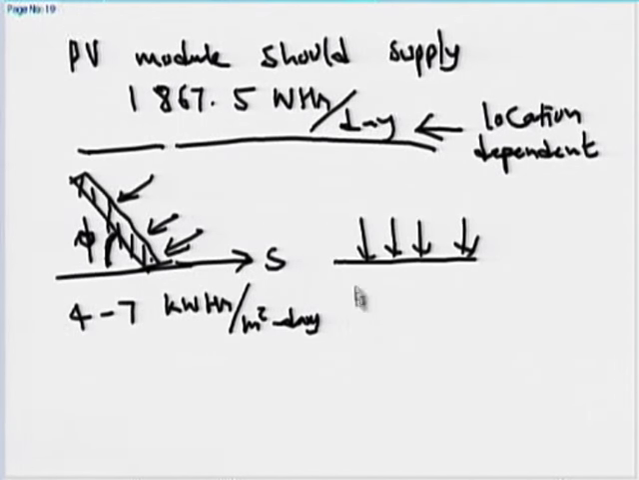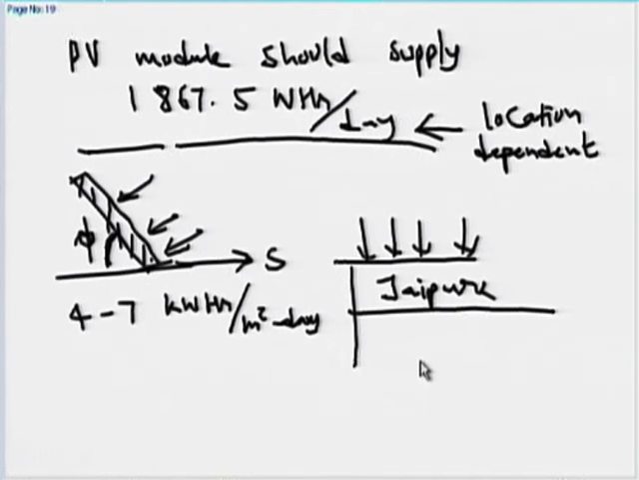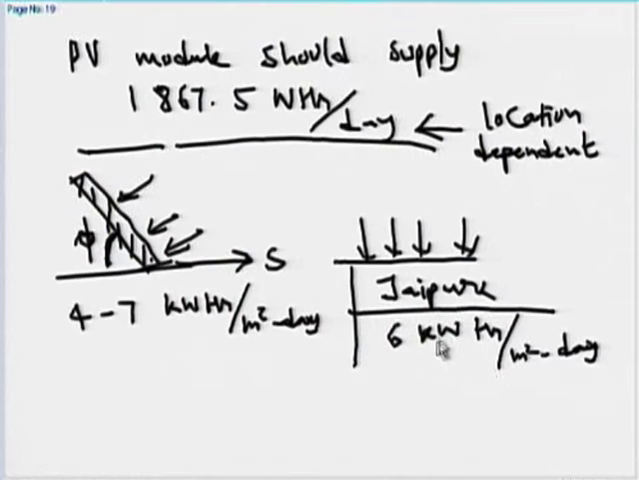Suppose I am taking the case of Jaipur. Suppose in Jaipur the average solar radiation available is 6 kilowatt hour per meter square per day. If monthly or yearly values are given, you have to convert them, because all my calculations are on a per day basis. If you know the yearly solar radiation in Jaipur, you divide by the number of days of the year, or if the monthly solar radiation is given, you divide by the number of days in a month. I need to know the amount of solar radiation falling on a per day basis. So I have taken the case of Jaipur, which has 6 kilowatt hour of solar radiation falling per meter square per day. Most likely it is on a horizontal plane, but it is okay.